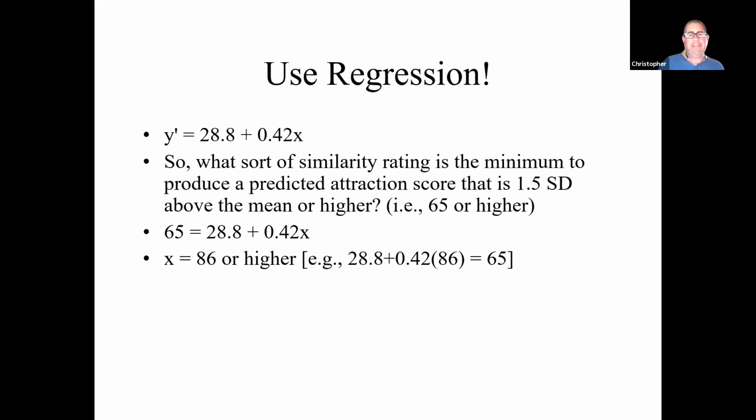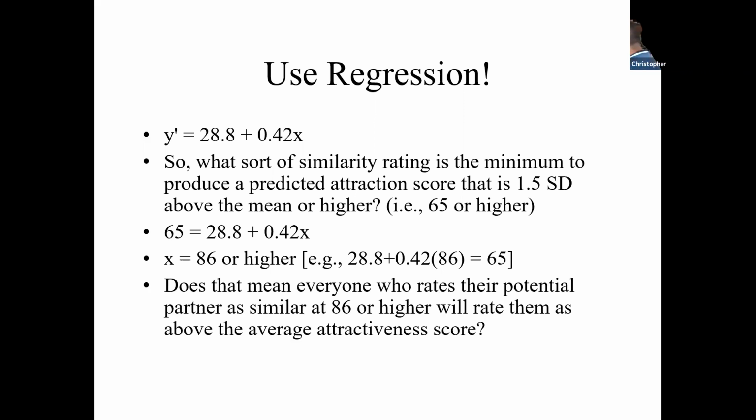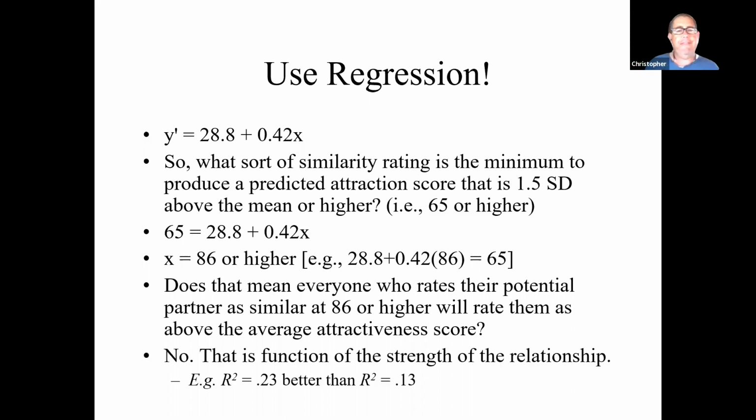So just by doing a little bit of mathy stuff, we can find that X is somewhere around 86 or higher, which produces a value of 65. So their similarity rating would have to be 86 or higher to guarantee a match. Now that certainly doesn't mean that everybody who rates a partner as similar as 86 or even higher is going to give them an above average attractiveness score, but it will on average do a lot better than just randomly assigning people. And again, that's going to be a function of the strength of the relationship. Bigger R-square is going to be better prediction.